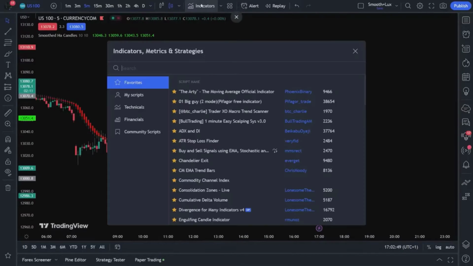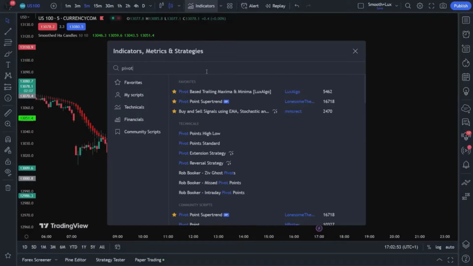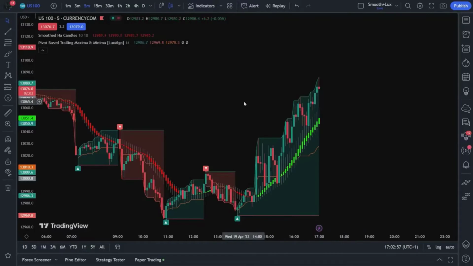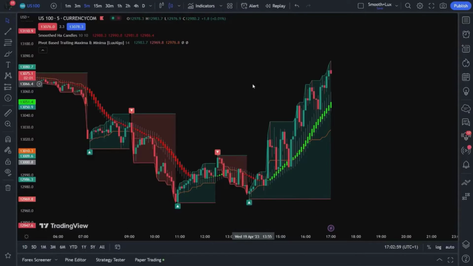Next, we want to head over to Indicators again and type in Pivot-Based Trailing Maxima and Minima, created by Lux Algo. Lux Algo has many useful indicators available on TradingView, so I recommend you follow his channel for more like this. Okay, now that we have added these to our chart, let's change some settings.